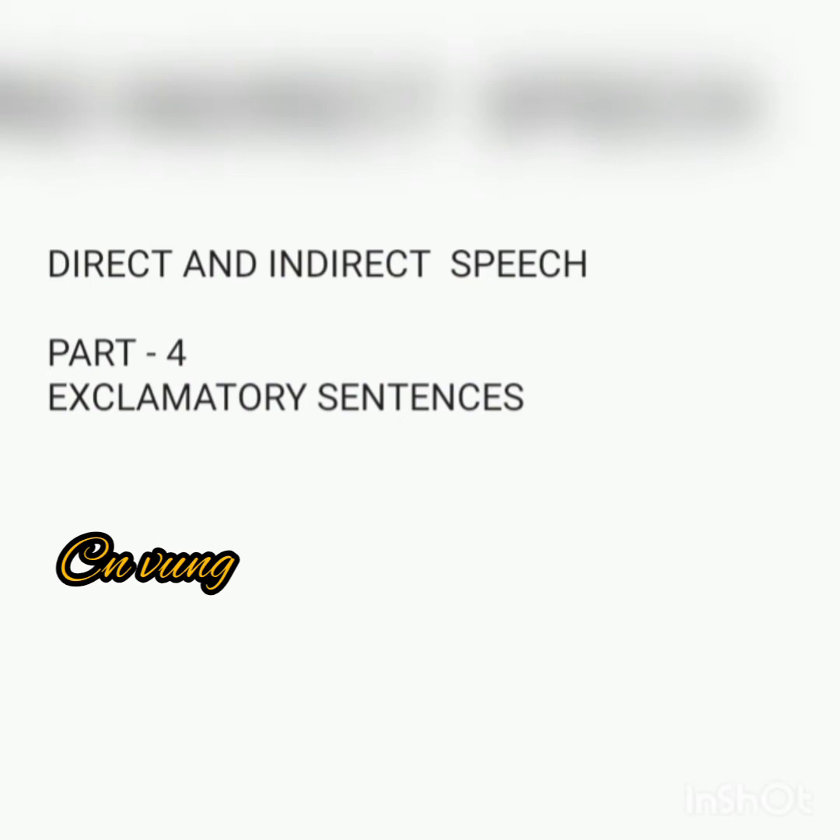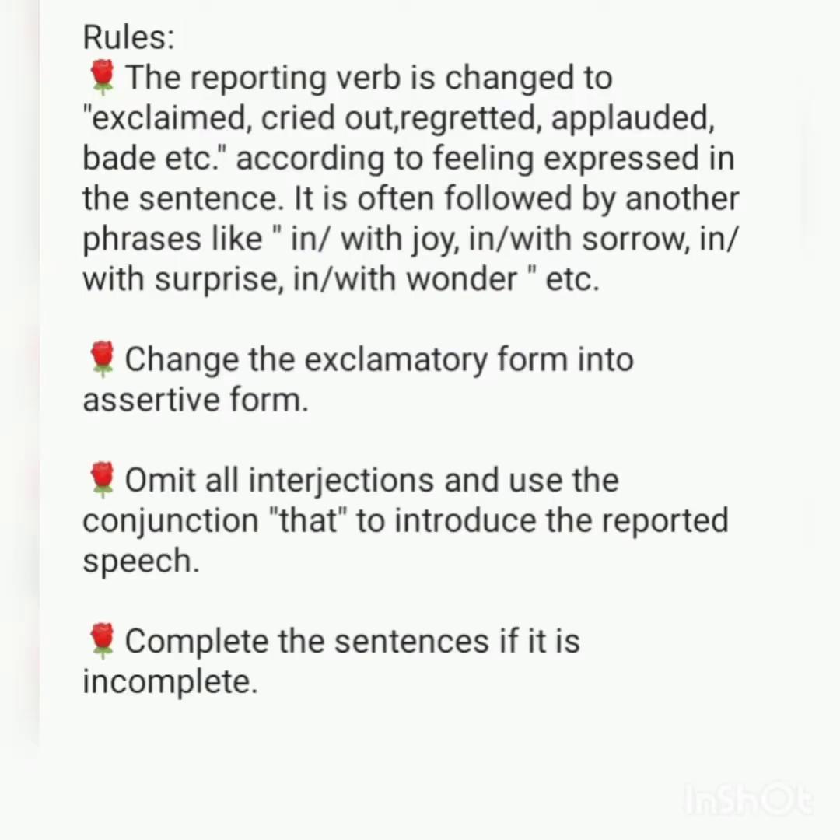In this video, we are going to learn how to change the direct speech into indirect speech of exclamatory sentences. Before we do that, we need to know the following rules. The reporting verb is changed to exclaim, cried out, regretted, applauded, begged, etc., according to the feeling expressed in the sentence. It is often followed by other phrases like in or with joy, in or with sorrow, in or with surprise, in or with wonder, etc.